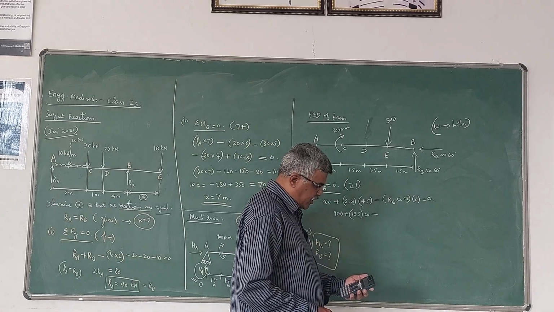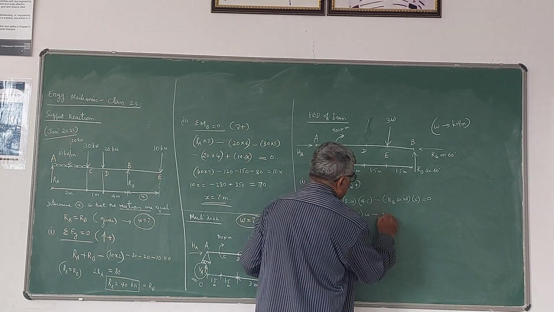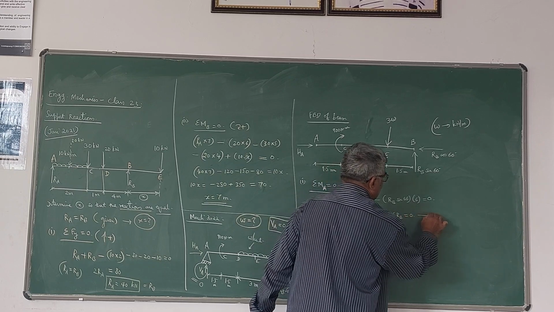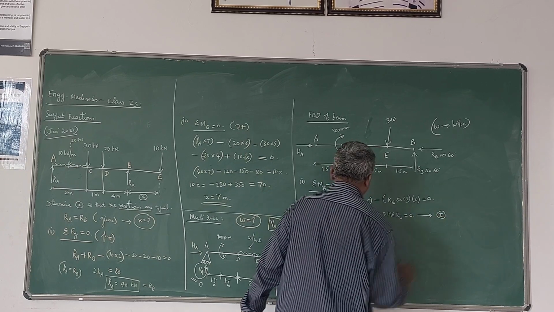I can take 6 into sin 60 as 5.196, so 900 plus 13.5 W minus 5.196 RB is equal to 0. We cannot solve this because there are two unknowns. Call this equation 1.